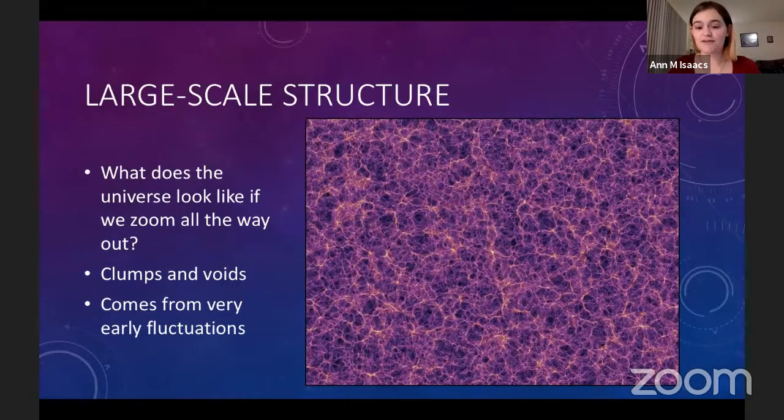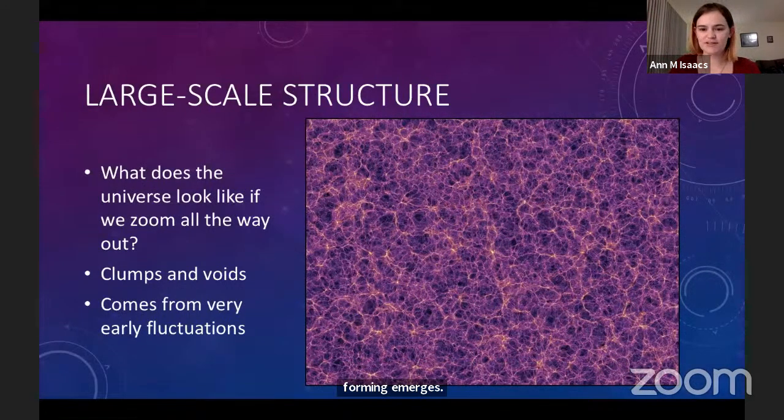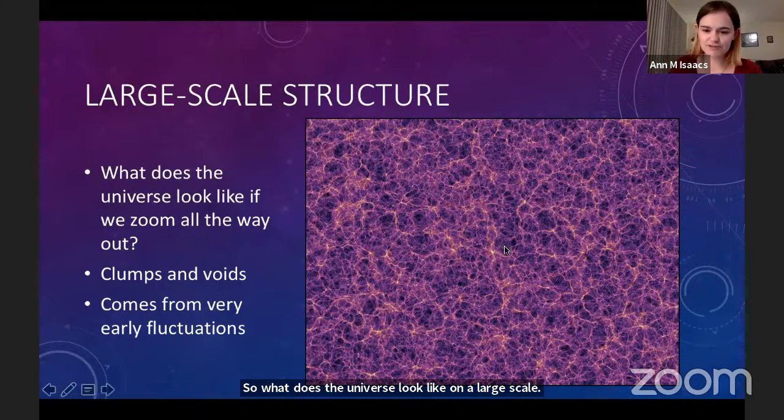So what does the universe look like on a large scale? Well, if we zoom all the way out, we don't actually see a smooth universe. We don't actually see the same amount of stuff everywhere, which is interesting because on some level we might expect that. We might expect galaxies to be relatively evenly distributed. It'd be essentially like throwing a bunch of sand onto a piece of paper. You'd expect it to be pretty even. But what we actually see are these clumps and voids. We see this sort of filament structure where these bright dots are where there's lots of galaxies and these dark places are where there's just not much at all.